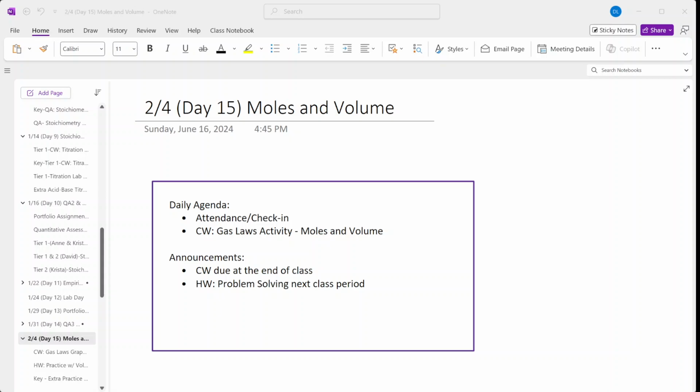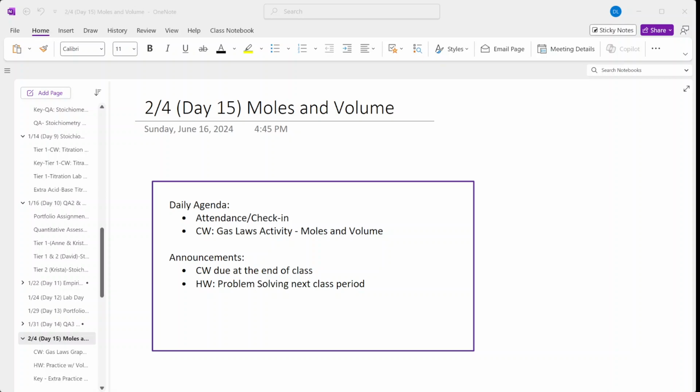So today we're going to start our first investigation into the relationship between various properties of a gas and see how they relate to each other. Specifically today, we're going to look at the relationship between the number of moles of a gas and its volume. You are going to do an activity using the PhET simulation.